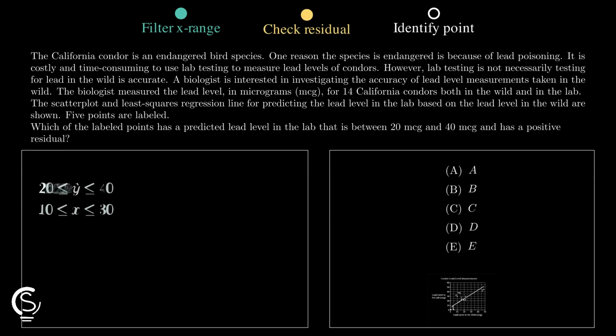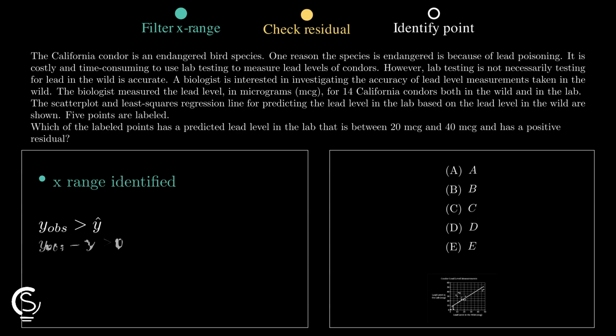Next, we look for a positive residual. This means the observed lab level must be higher than the regression line. Point C is the only one sitting clearly above it.